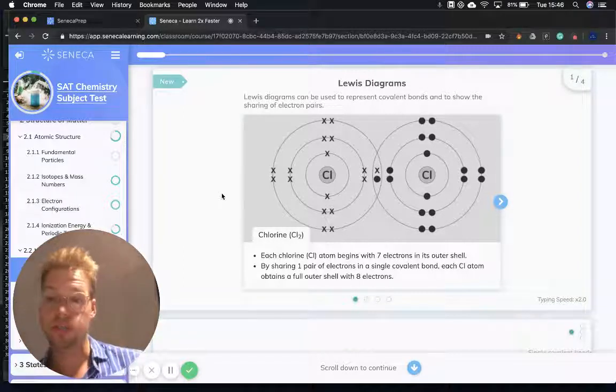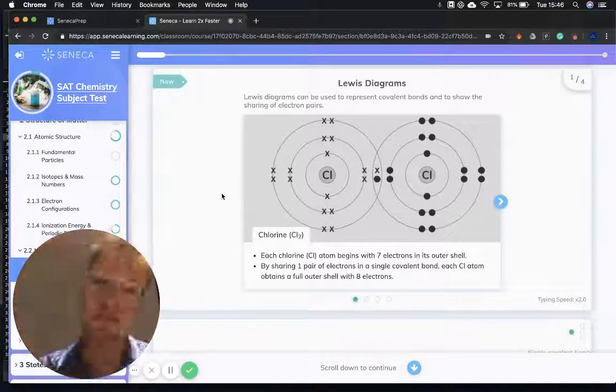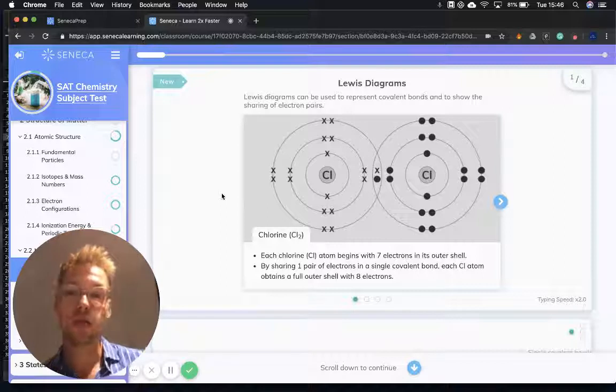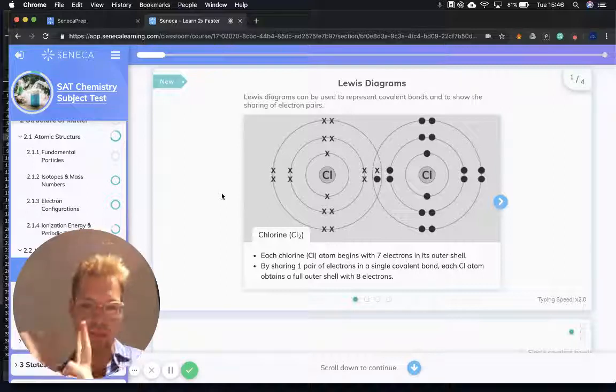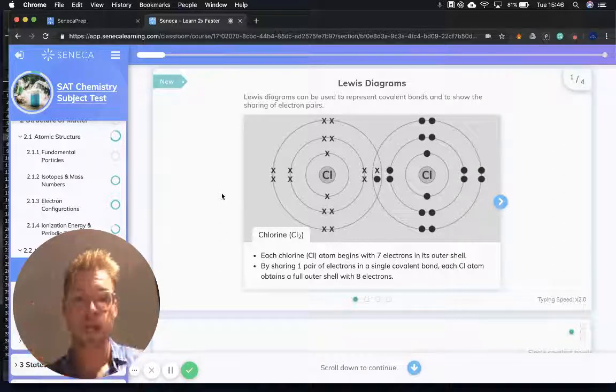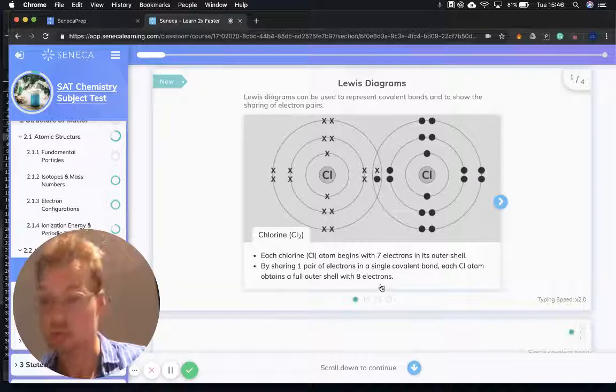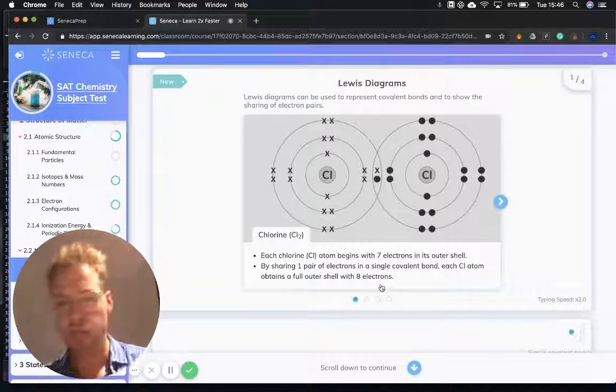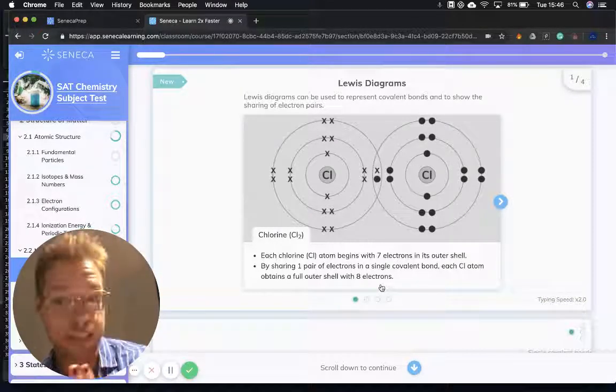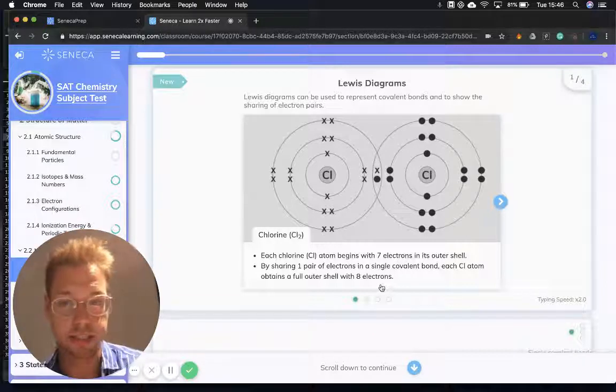Also applies to Lewis structures. Bam. Learning connection. So chlorine, Cl2. Each chlorine, Cl atom begins with 7 electrons in its outer shell. By sharing one pair of electrons in a single covalent bond, each Cl atom attains a full outer shell with 8 electrons. We call that the octet rule. So we want to fill that octet. We want to have 8 electrons in that outer shell.